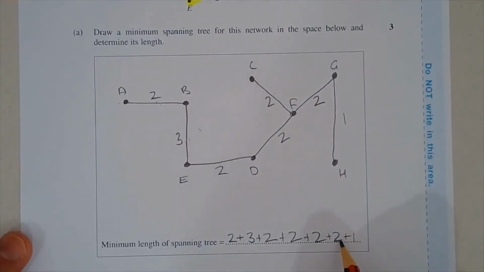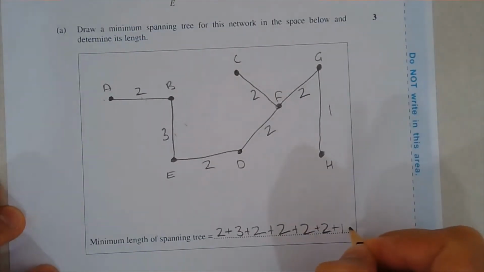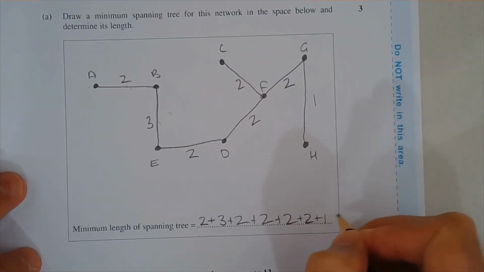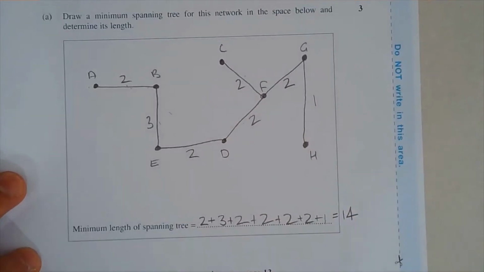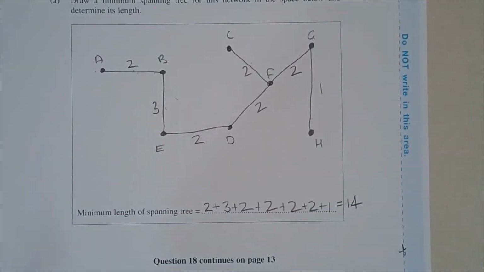So 1 plus 2, 3, 3 plus 2 is 5, 5 plus 2 is 7, 9, 12, 14. Okay, so that's equal to, so I've just run out of space in this box. Okay, the minimum length of the spanning tree is 14. Now there is a part B.